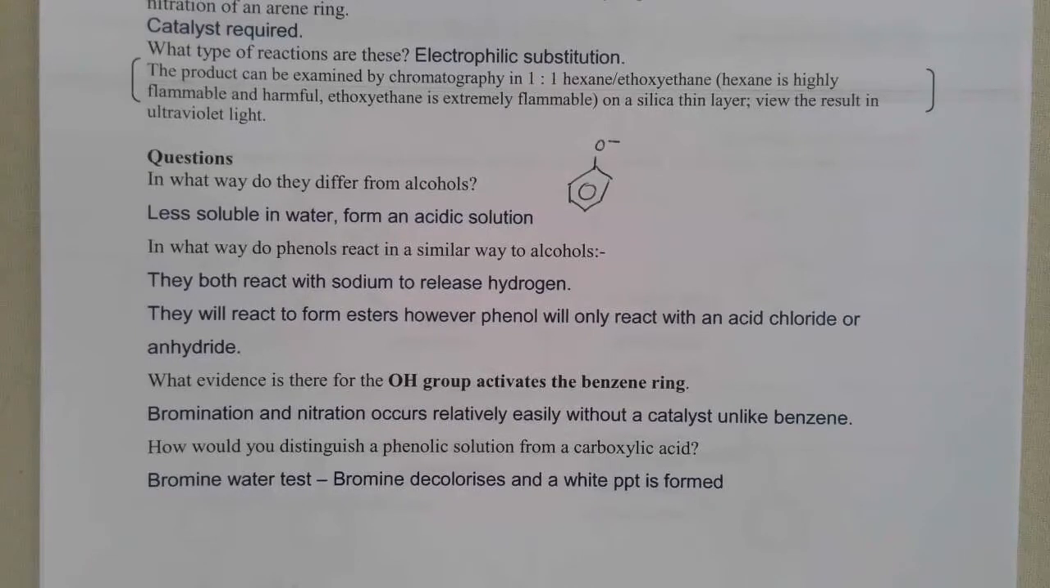The evidence that the OH group is ring activating comes from the bromination and the nitration. Both of those will occur without a catalyst and will occur under milder conditions. So we only need bromine water and we only need bench strength or 2 molar nitric acid. How would we distinguish the phenol from other organic compounds is the fact that they will decolorize bromine water and produce a white precipitate, and that's a test for a phenol group.